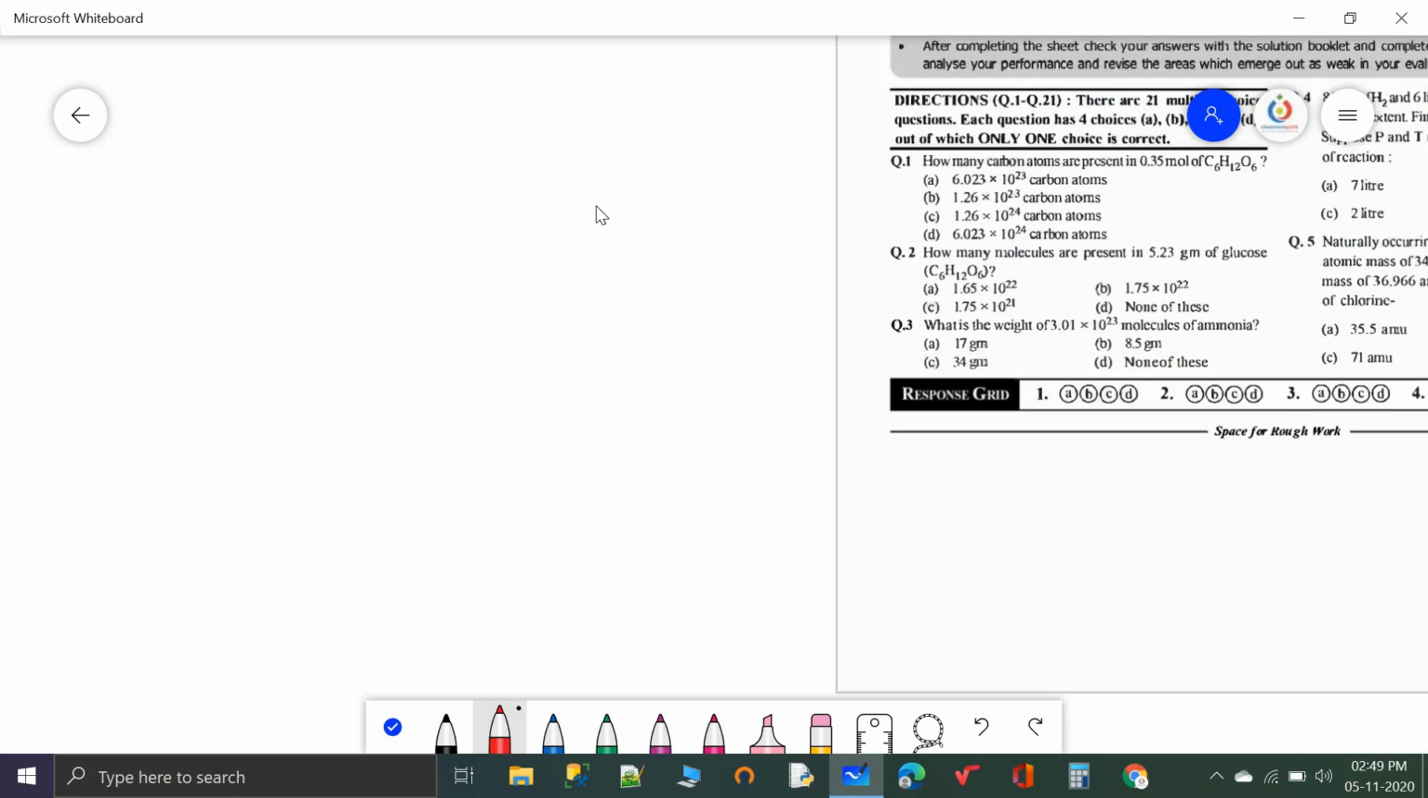Hello students, today we shall discuss the basic concepts of chemistry questions based on the mole concept. So the first question here is, how many carbon atoms are present in 0.35 mole of C6H12O6?